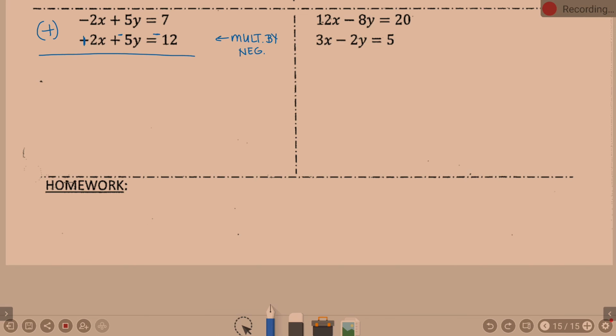5y plus negative 5y, they're going to cancel out. What remains on the left side? Nothing on the left side. What is 7 plus negative 12? 7 plus negative 12 is negative 5. Here's the deal. It's not 0, is it? No. Is this a true statement? No. If your variables cancel out and you are left with a false statement, this is no solution.